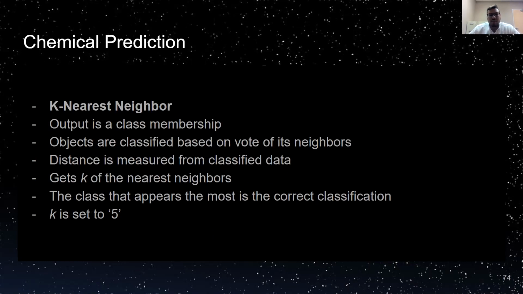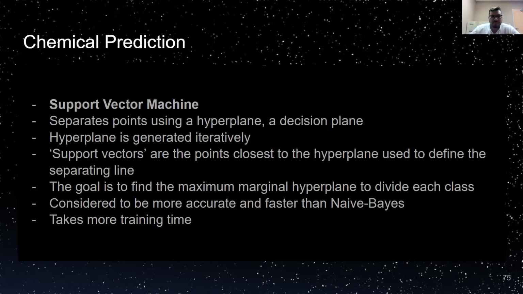K-nearest neighbor, the output of this is a class membership where objects are classified based on a vote of neighbors, and distance is measured from the pre-classified data or the training data. And then the K, which is one of our parameters that we tune, you get the vote of the K nearest neighbors, and the class that appears the most between those votes is the correct classification. In this work, our K is 5.